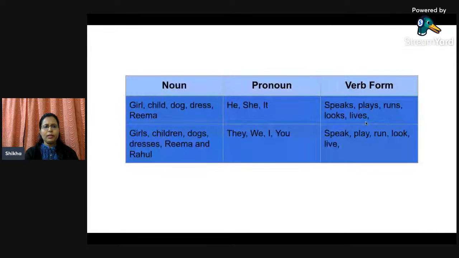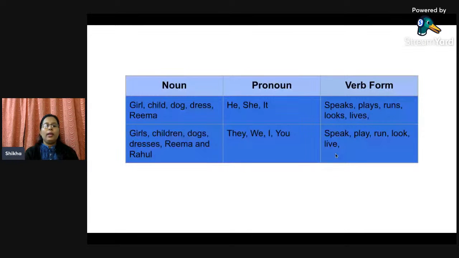Then our noun, if it is plural, like girls, children, dogs, dresses, Rima and Rahul, all these are plural nouns. And then they and we, these two are also plural pronouns, isn't it? So in these two cases, we will be using a plural verb, that is the verb without s, that is speak, play, run, look, live.